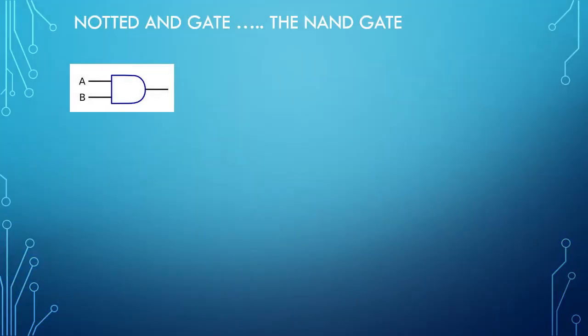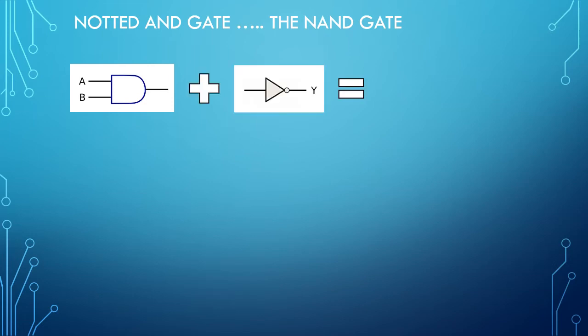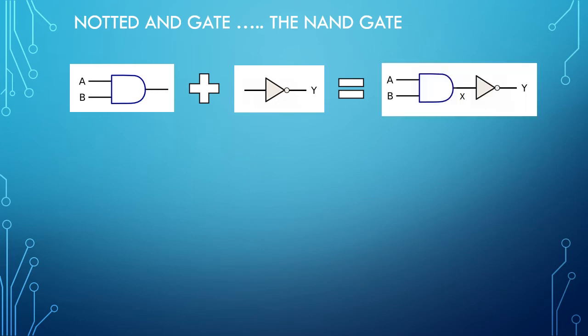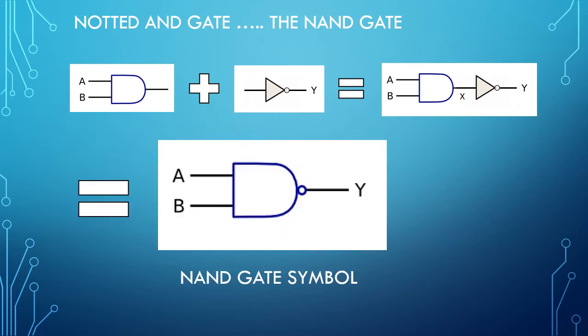Let's now take our NOT gate, or an inverter, and we'll add it to one of our other gates. We'll start off with the AND gate. So what happens when we take the AND gate and we add an inverter to the output? Well, we get a NOTed AND gate. We call that the NAND gate.